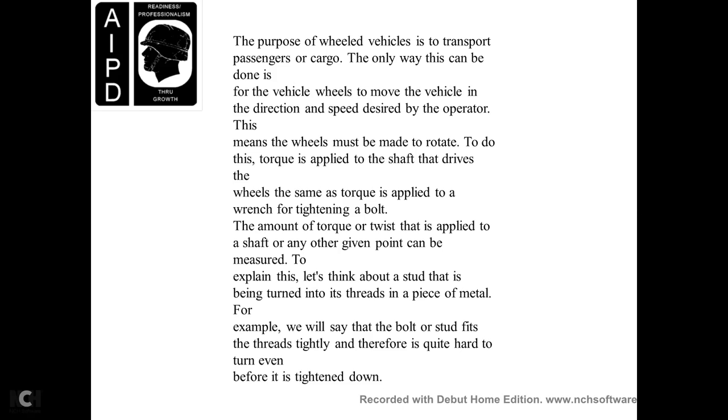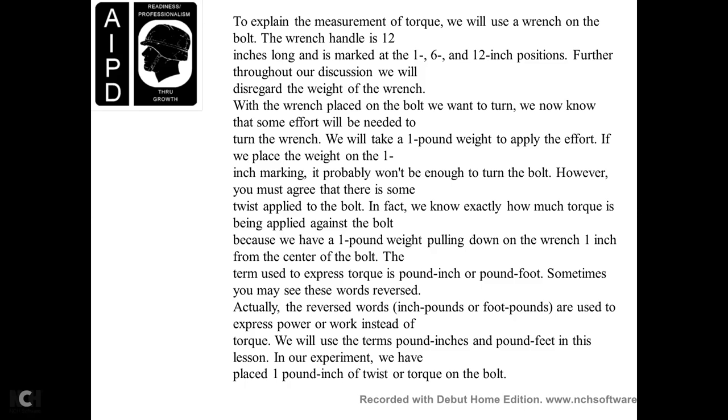The amount of torque, or twist, applied to a shaft at any given point can be measured. To explain, let's think of a stud that is being turned into the threads of a piece of metal. For example, say the bolt or stud fits the threads tightly, and is therefore quite hard to turn even before it is tightened down. To explain the measure of torque, we will use a wrench on the bolt, with a wrench handle 12 inches long, marked at the 1, 6, and 12 inch positions.